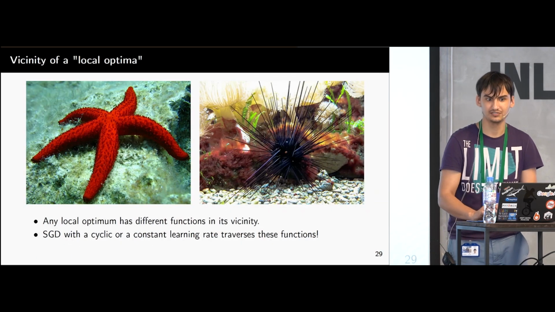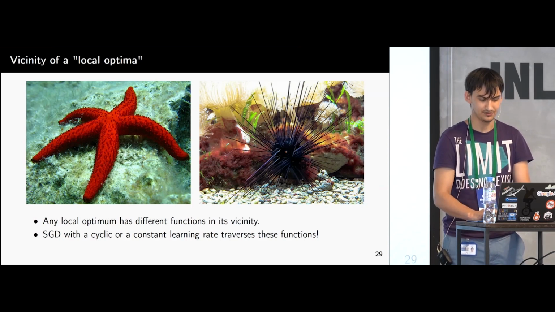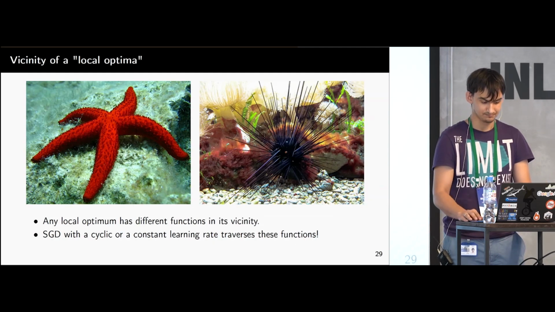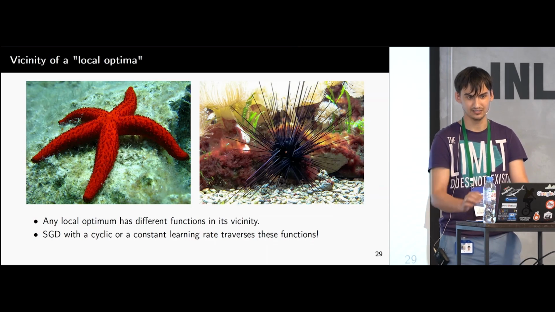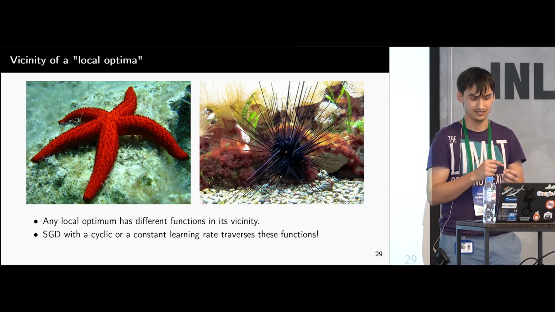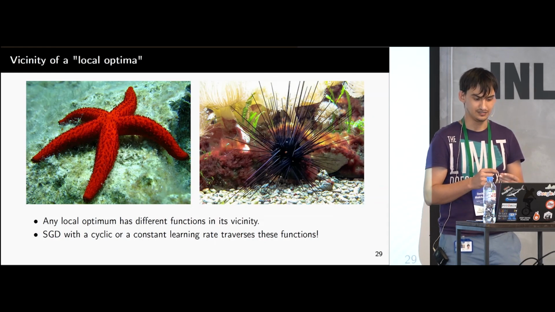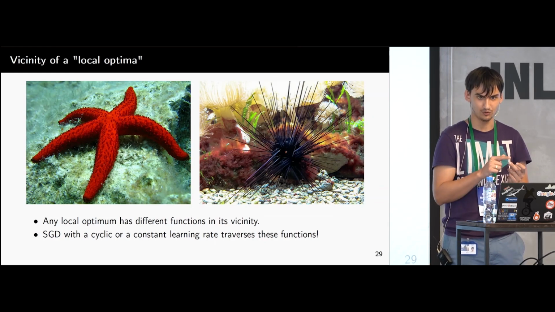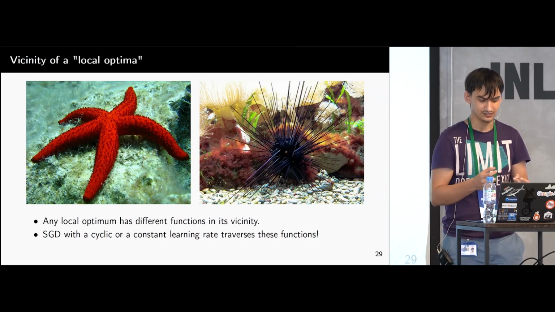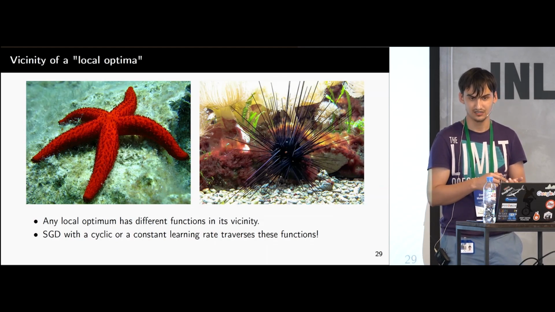Okay, so what does this mean for the community? Usually people thought about these local optima as disjoint local optima, but it turns out that every optimum has a lot of tunnels that connect it to the neighboring local optima. If you move from one optimum to another through the tunnel, you are changing your function quite rapidly. And it turns out that any local optimum actually has a lot of different functions in its vicinity.